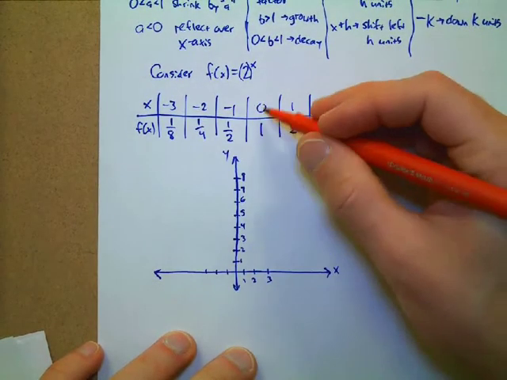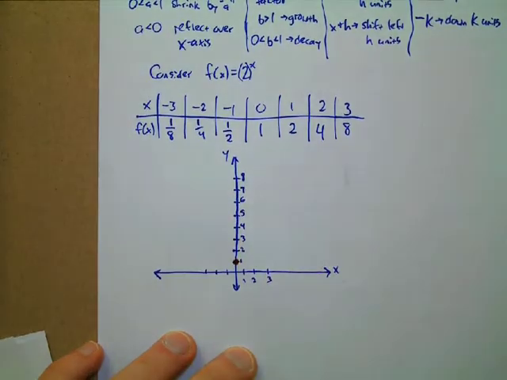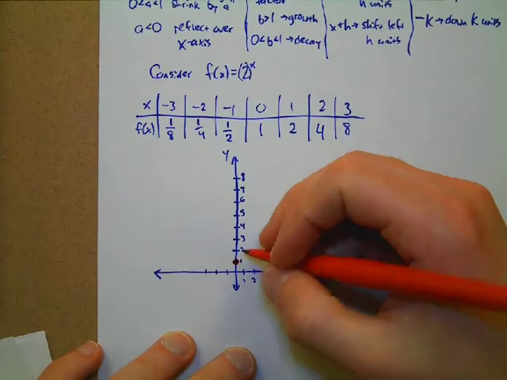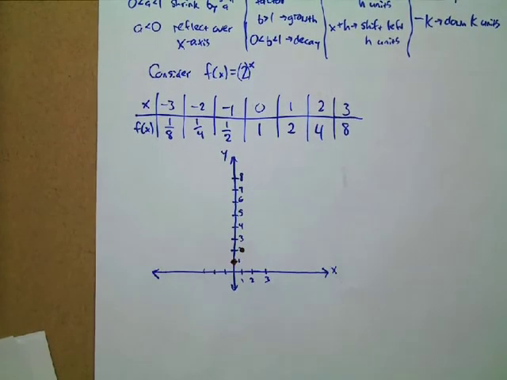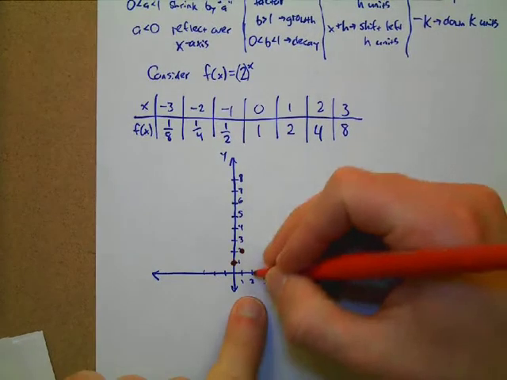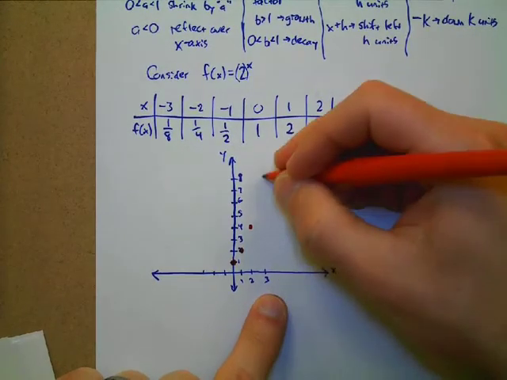Let's just do 0, 1. That's an easy enough one. 0, 1. So there's our first point there. Okay. And then 1, 2. And sorry, maybe I should slow down here. So 0, 1. 1, 2. 2 then is going to give us 4, so 2, 4.